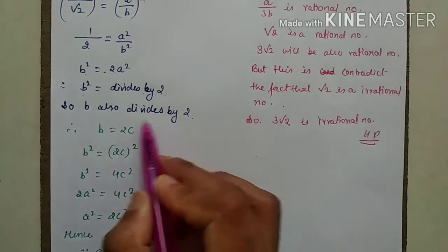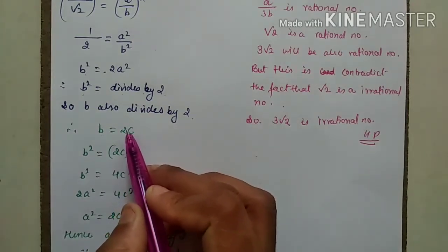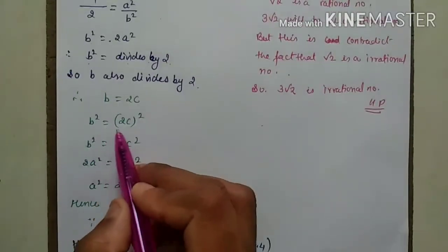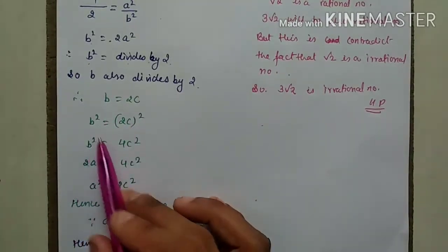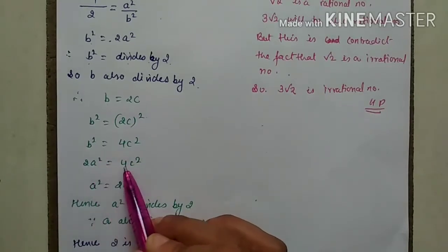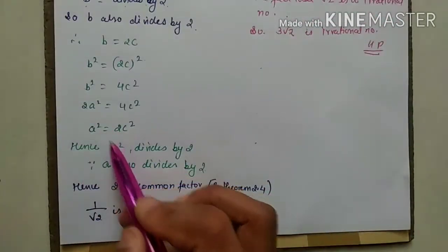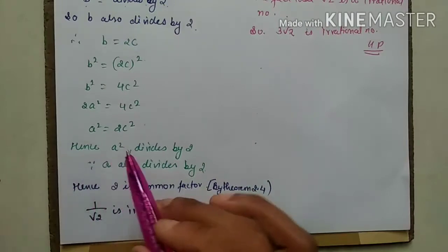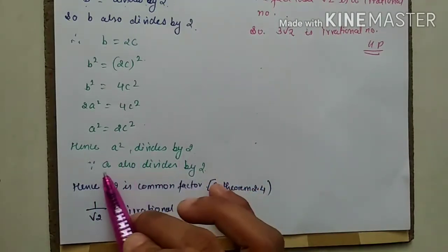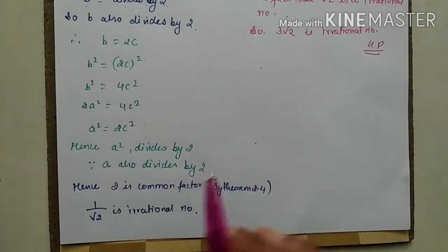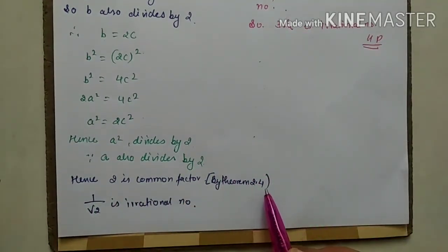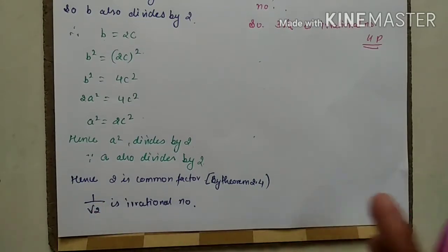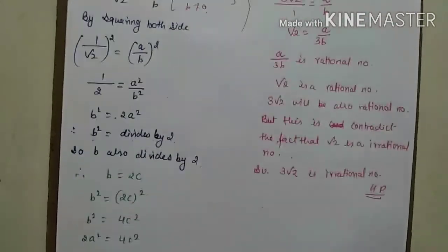So b equals 2c. I am taking another integer for the solution. So b squared equals 2c whole squared. Why? Here is a square, I have to make it a square. b squared equals 4c squared. 2a squared equals 4c squared. a squared equals 2c squared. Hence a squared is divisible by 2, so that a is also divisible by 2. Hence 2 is a common factor. So my theorem 2.4, you know, I have done it. So 1 by root 2 is an irrational number. Is it clear? This is the way you have to solve, a very easy way if you know the theorems.